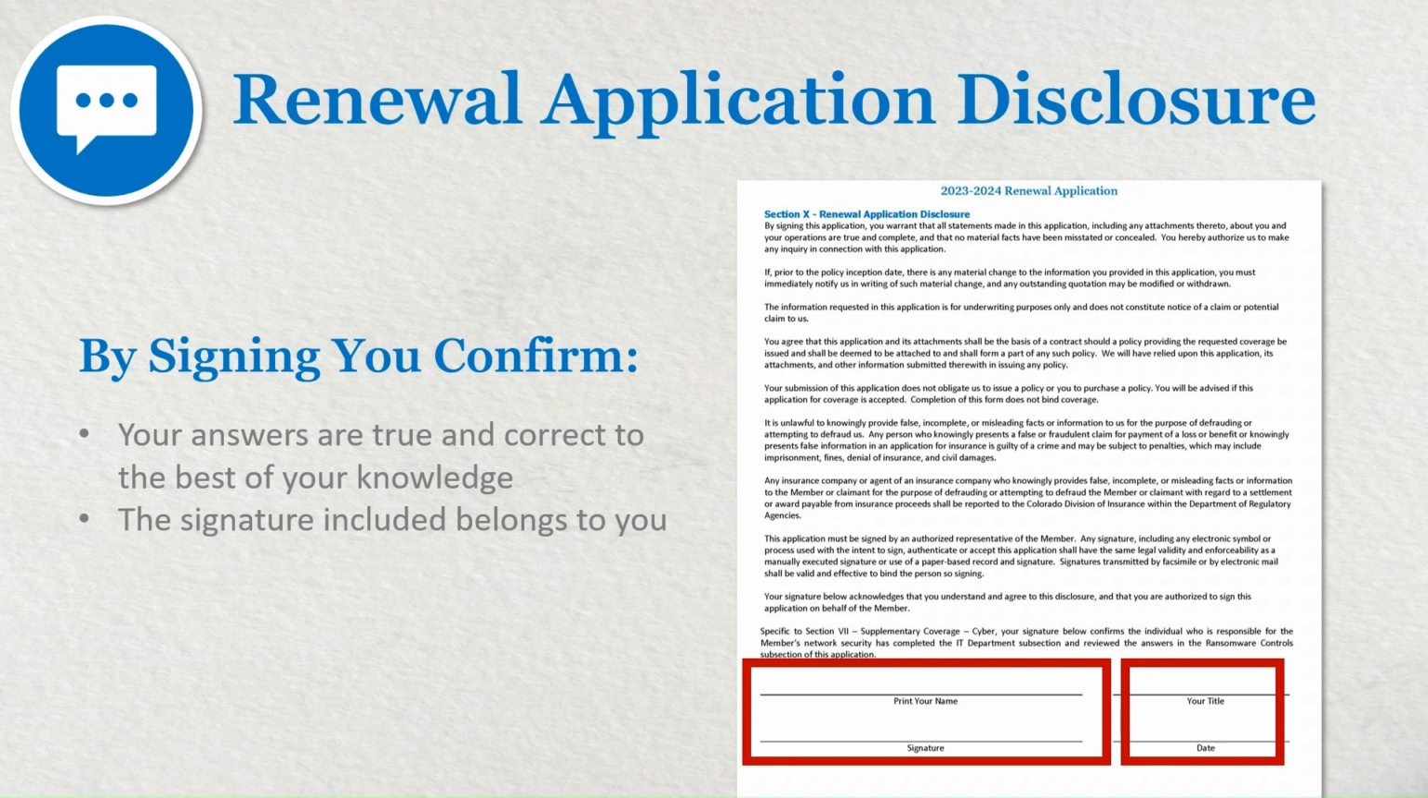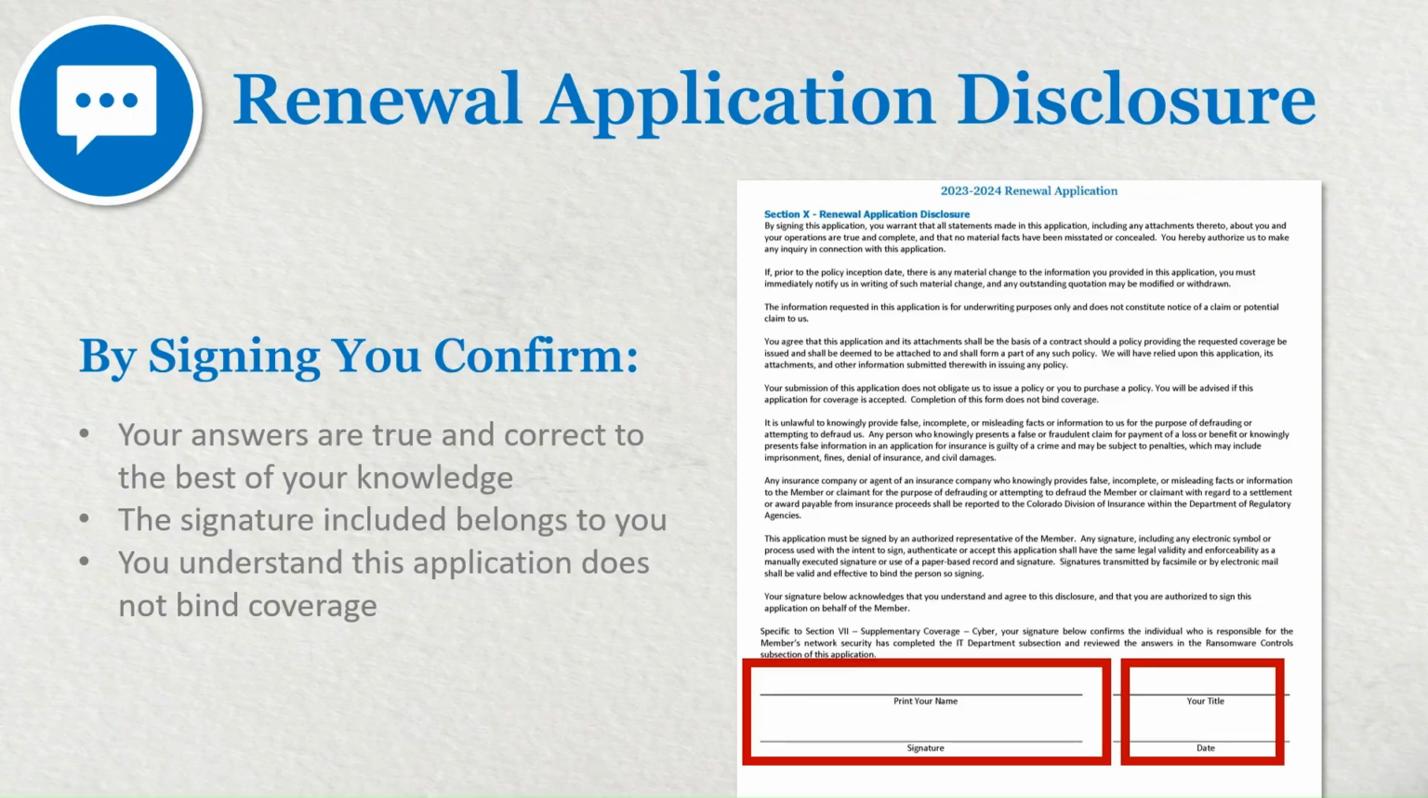This disclosure also includes a section specific to our cyber application from earlier, confirming that the application was completed by your IT director or vendor contact and they have reviewed the ransomware control subsection of the application. Finally, you acknowledge your understanding that this application is only an application for coverage. Your signature on this renewal application does not bind coverage.